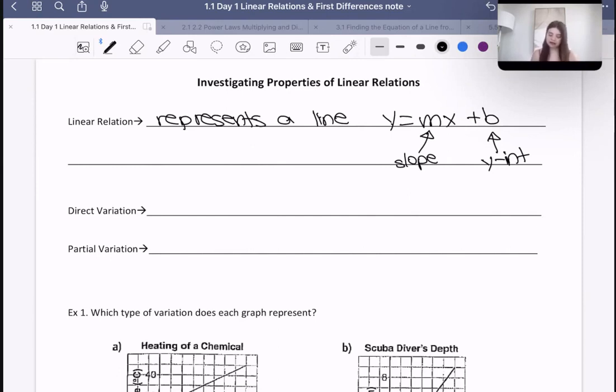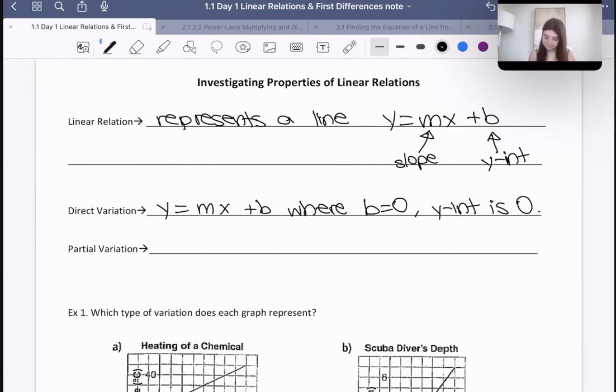Okay, now let's talk about direct variation versus partial variation. So, what's the difference? Direct variation is when we have y equals mx plus b, where b is equal to 0. Or in other words, a direct variation means that our y-intercept is 0, right? So in this case our equation is really just y equals mx because b is just going to be 0, and we start right at 0, 0. That's our y-intercept.